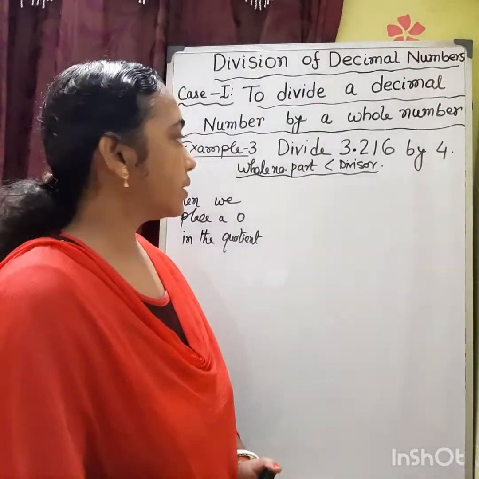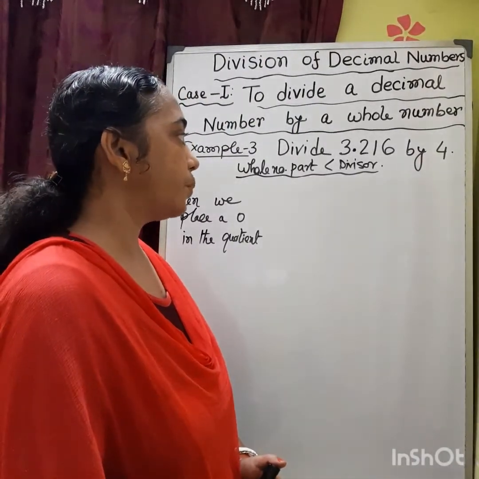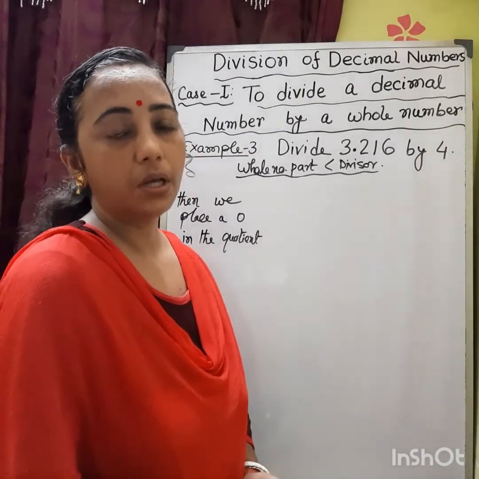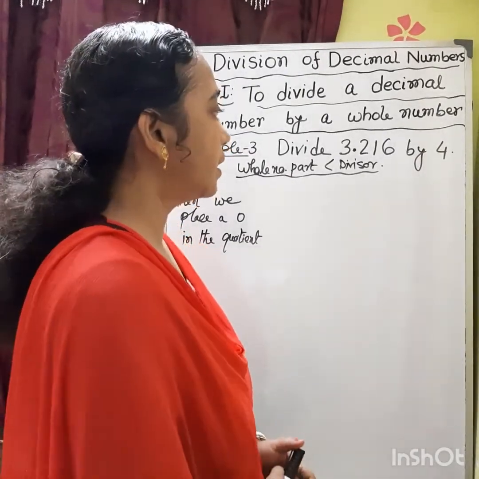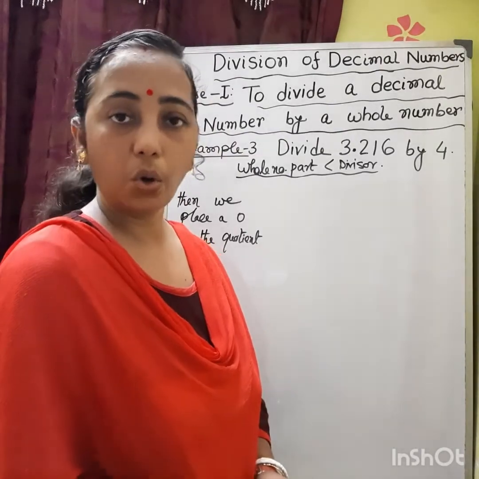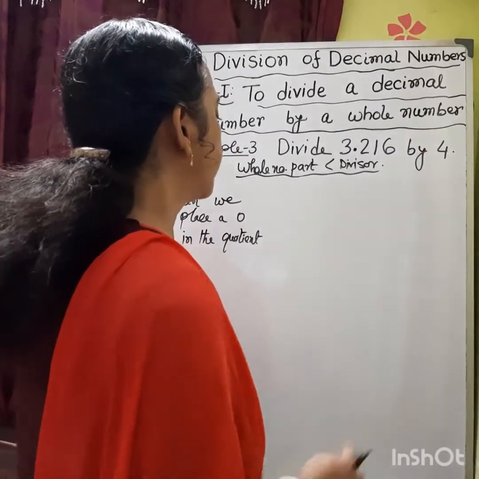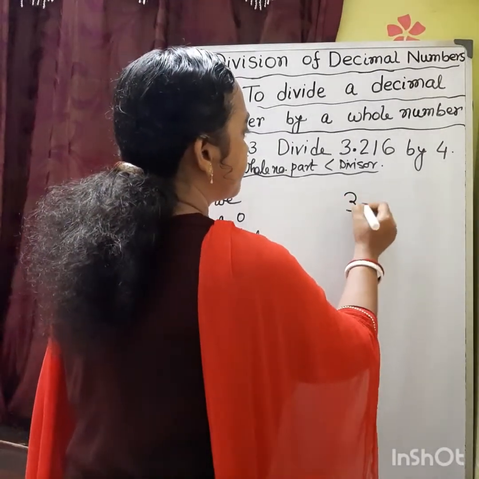Now let us do another question: divide 3.216 by 4. Here the dividend is a decimal number and the divisor is a whole number. So let us divide them.